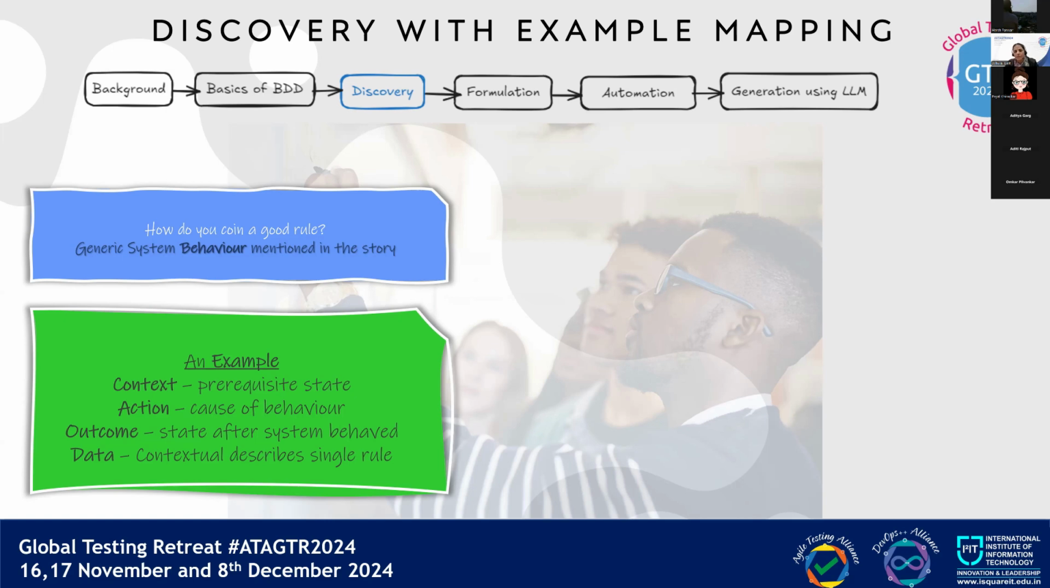All right. So a good example should have context, action, and outcome. Outcome is the sole purpose why this user story was formulated. The purpose of the story was that you want the system to behave in this manner, you want that additional functionality to happen. That's captured in the outcome. Then there are triggers which cause the behavior. That's what you put in the action part.